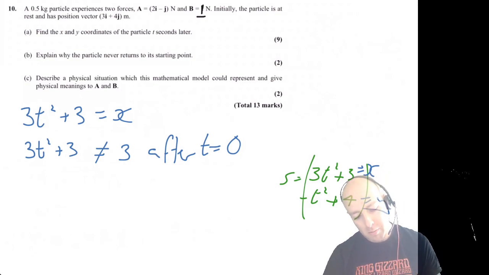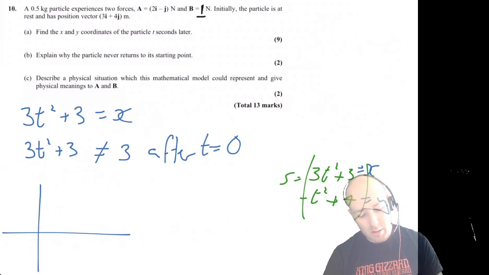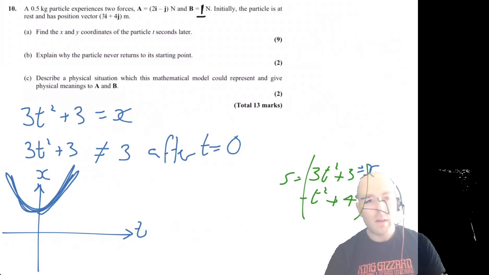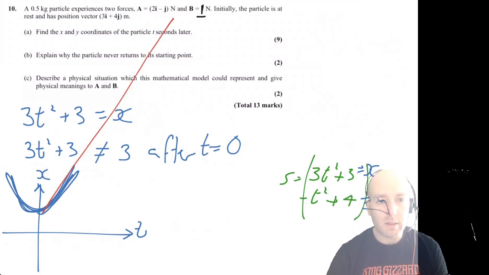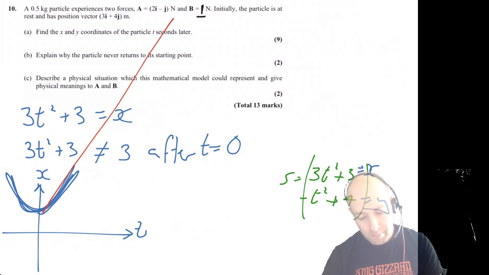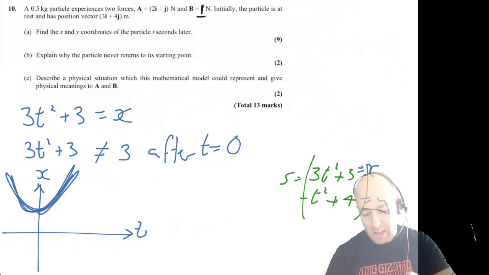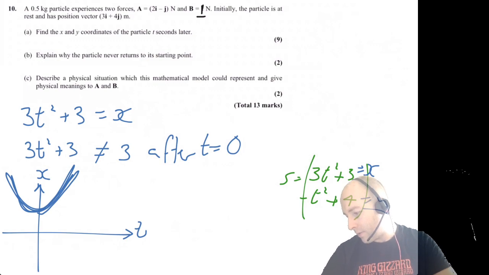So you could plot it as well if you wanted. We got a quadratic moved up 3. This is x. This is t. We can see it never returns to where it started. So that's why. Yeah. So any kind of reasoning there. So you could say it never.